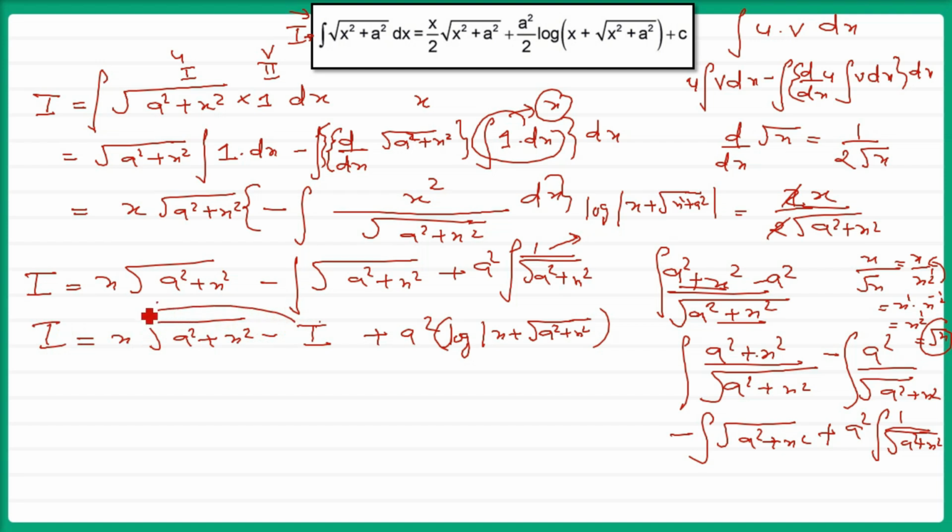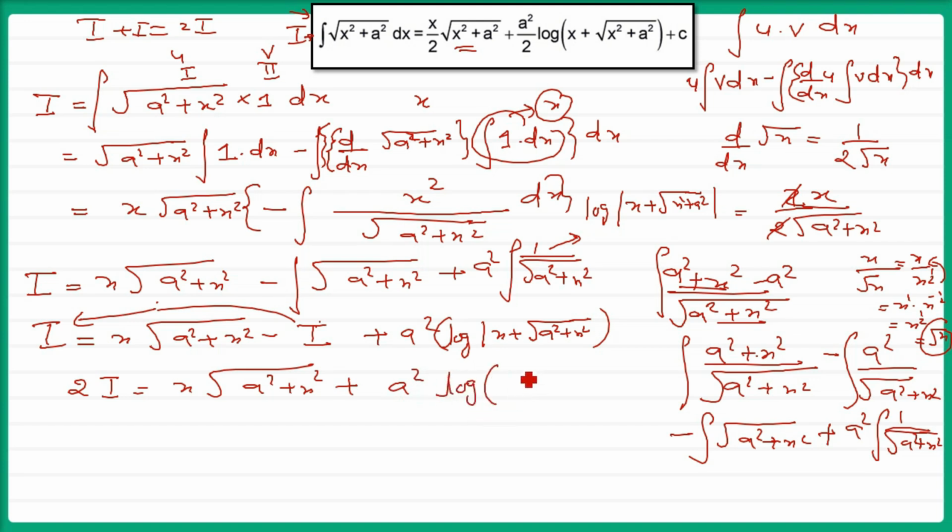Now this negative I goes on the left, I plus I will become what? Twice I. Just write 2I here. On the right it will be x under root a square plus x square, and the second term is what? See, just try to coincide with that actual result. So a square log and bracket I am changing now, x plus under root a square plus x square as the second term. Now these two I am bringing downstairs on the right hand side. Now you see this is the result. How easy it was.